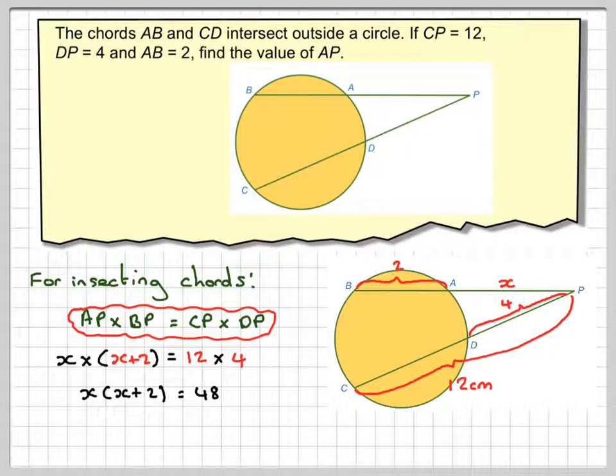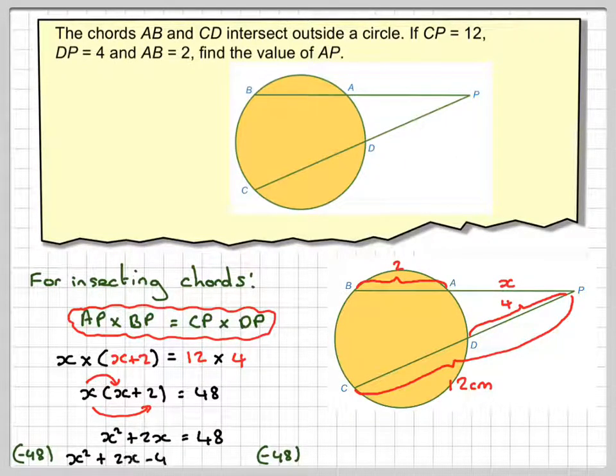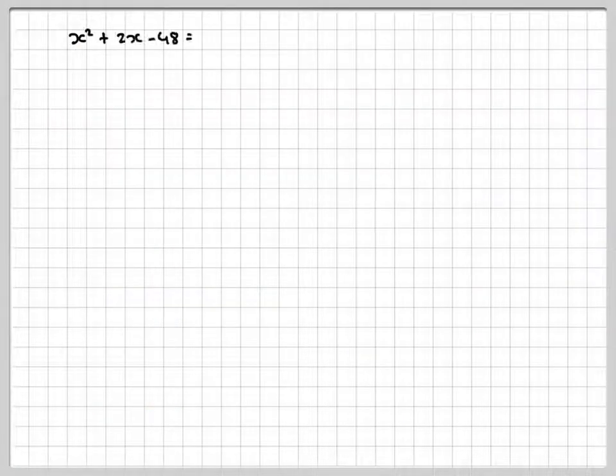We need to expand that bracket, so we get X squared plus 2X is equal to 48. Now we identify this as a quadratic. To solve a quadratic, we have to put it equal to 0. So taking 48 from both sides, we get X squared plus 2X minus 48 is equal to 0. So we now need to solve this.